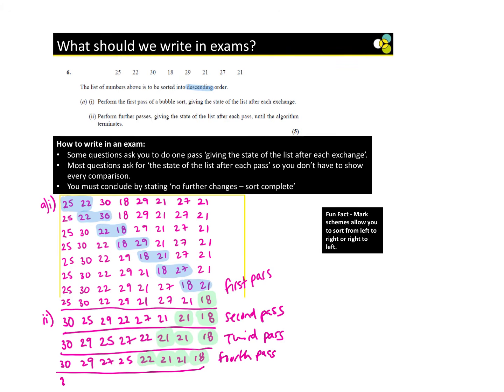30, 29, no change. 29, 27, no change. 27, 25, no change. I don't need to compare it with 22 because I know that's safe. Okay, stop. Sort complete. You need to make sure you write that final sentence. There we go. The sort is complete because we had no swaps in the fifth pass. Okay, you don't have to write that, but just no swaps in the fifth pass.